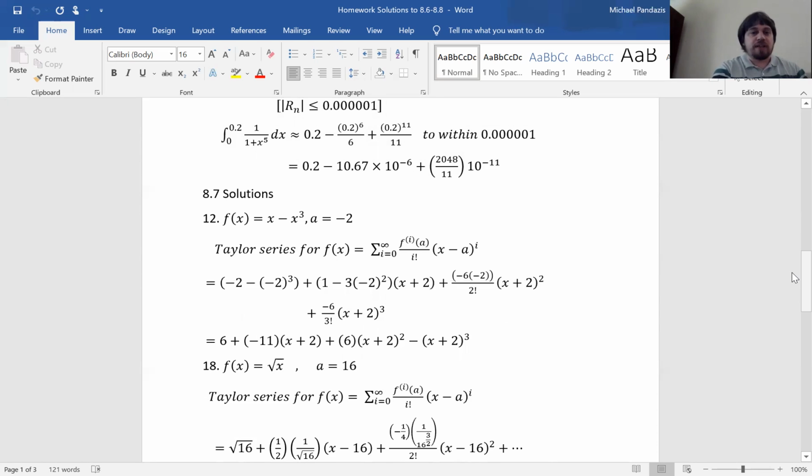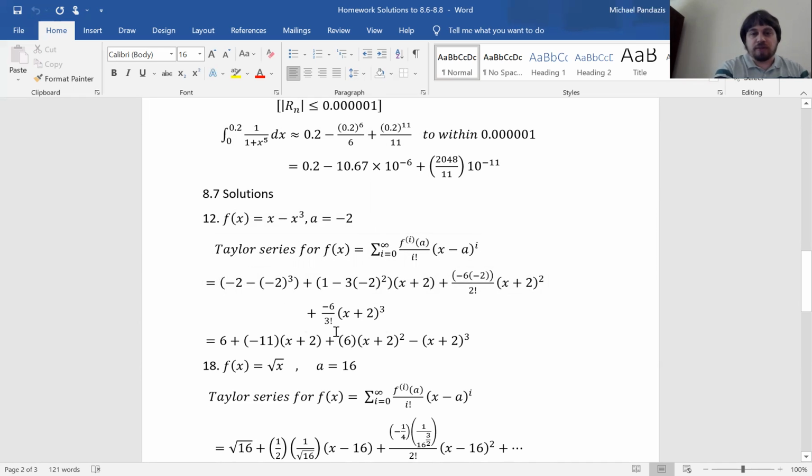Okay, so for 8.7, number 12, find the Taylor series for f of x centered at the given value of a. Okay, so here's f of x. It's equal to x minus x cubed, a equals -2. So the Taylor series for f of x is equal to this: the sum from i equals 0 to infinity of the ith derivative of f at a over i factorial times x minus a to the i.